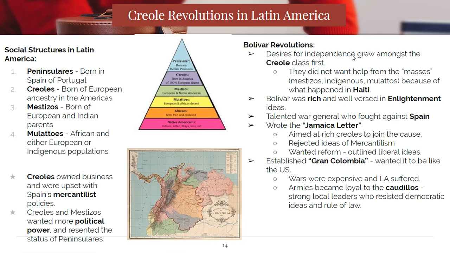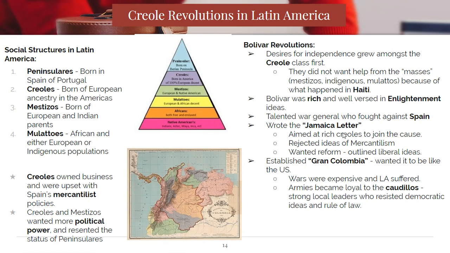Desires for independence grew amongst the Creole class first. They did not want help from the masses, the mestizos, the indigenous, and the mulattoes, because of what happened in Haiti. Bolivar was rich and well versed in Enlightenment ideas. He was a talented war general who fought against Spain, and he wrote the Jamaica Letter, aimed at rich Creoles to join the cause. So that's a good piece of outside evidence if it talks about revolutions.